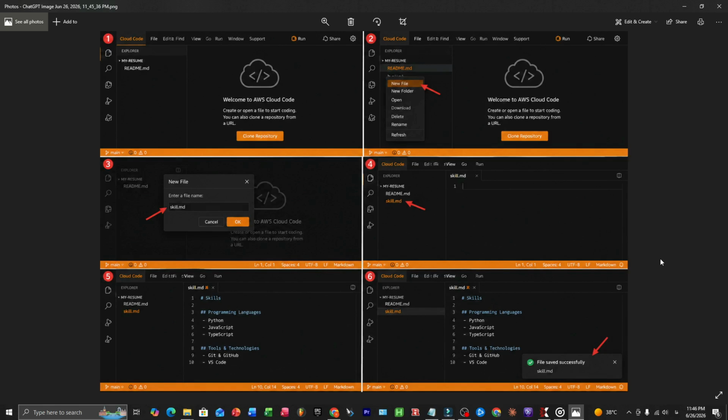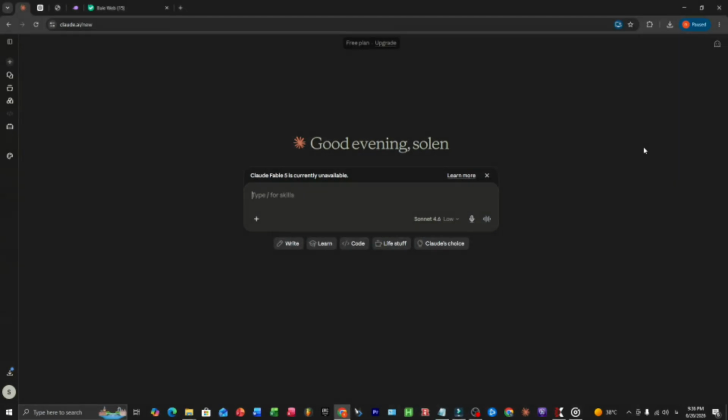Now here is the key idea. You're not just writing prompts anymore. You're designing an automated behavior system that replaces repetitive prompting completely.